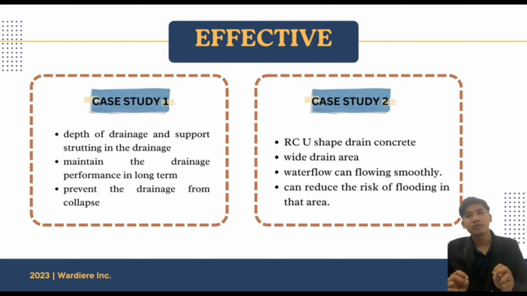For case study number 2, which is Taman Perwira Seri Iskandar, a U-shaped concrete drain was used, so it has a wide drain area, so this type of drainage can transfer water flow very smoothly. Then it can reduce the risk of flooding in this drainage system.